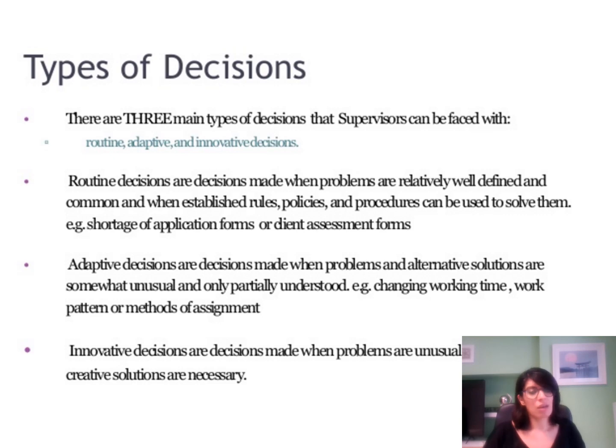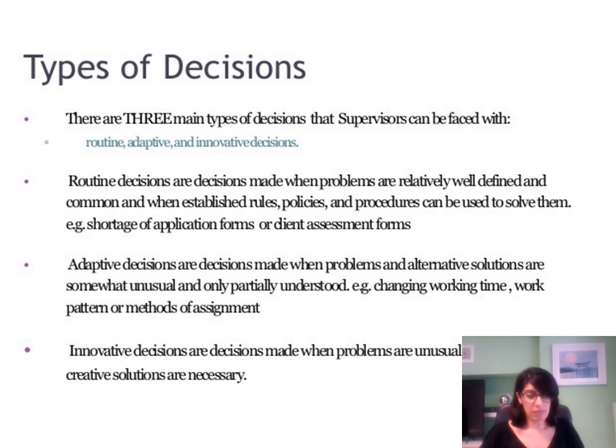Adaptive decisions are made when problems exist and the alternative solutions are actually a little bit unusual and they're partly understood. So for example, if you work in an organization where everybody works 9 to 5, you might have an employee who wants to work part-time hours, so they want to work their 35-hour week in 4 days, not 5 days. So how can you solve that problem? There are many different ways, but there are many different alternative solutions, and you don't understand all of them, so you need to do more investigation.